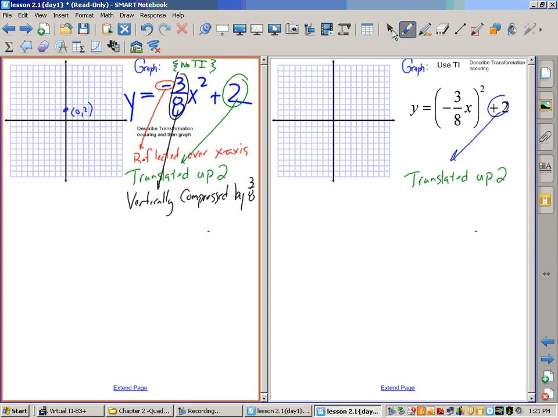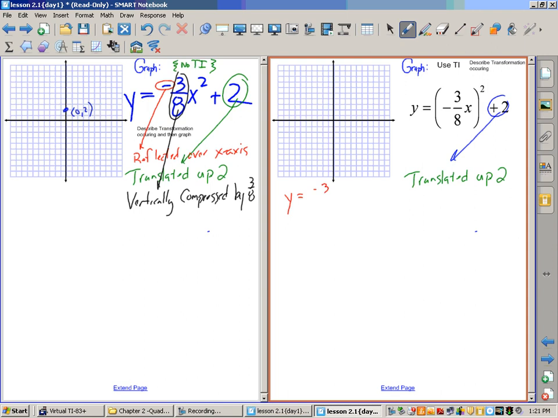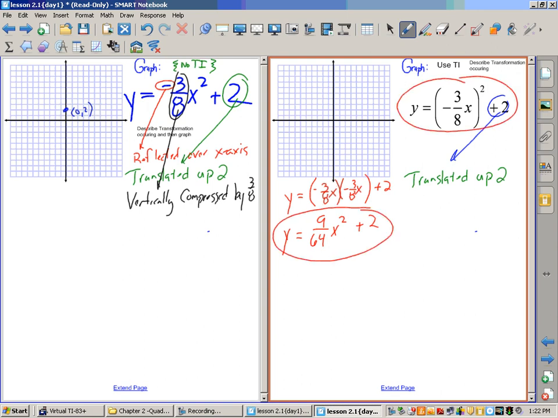All right. This problem right here, in simplifying it, we have negative 3/8x times negative 3/8x. This right here is horizontally being stretched or compressed, and this ends up turning out to be essentially 9/64x squared plus 2. If I was to type that into my calculator, and I typed the original one in my calculator, they should give me the same functions. However, how I say the second one right here is it's translated up 2, and then this 3/8. What does the 3/8 do to the function? Does it compress it or does it stretch it?